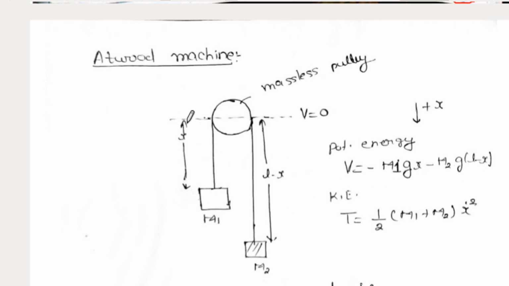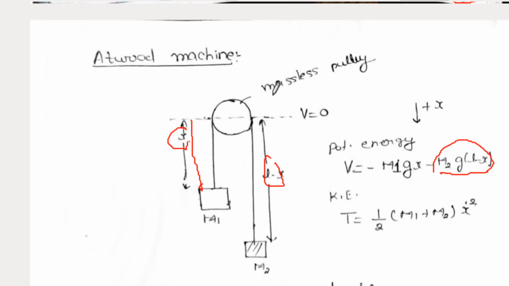Here I have considered the length of the rope on this side to be x, and on the right hand side it is L minus x, in such a way that when you add these two lengths, you get L, the total length of the string, right? So if this is x, this will be L minus x. So the second term will be minus m2 g times (L minus x), and the kinetic energy T is equal to half (m1 plus m2) x dot square, right?